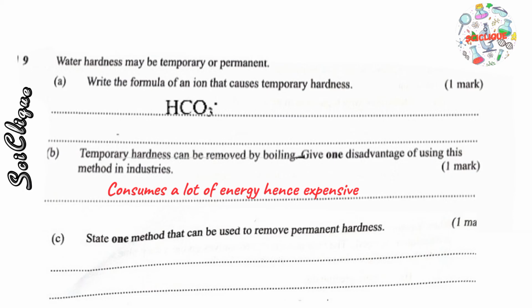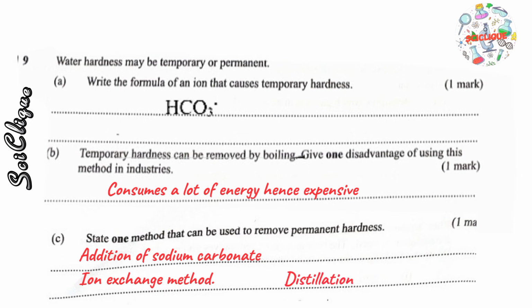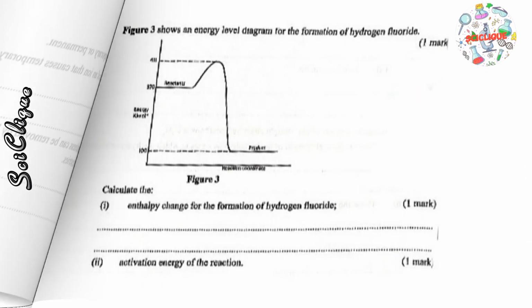Part C, state one method that can be used to remove permanent hardness. Now there are several methods, so I'm going to mention just a few. Addition of sodium carbonate solution, the ion exchange method, distillation method. Any of these is correct. Moving on to question 10.